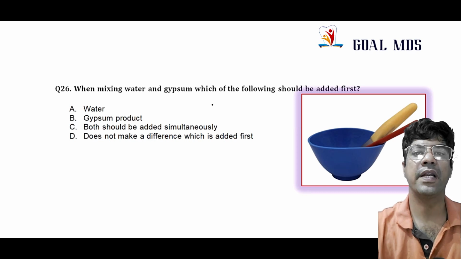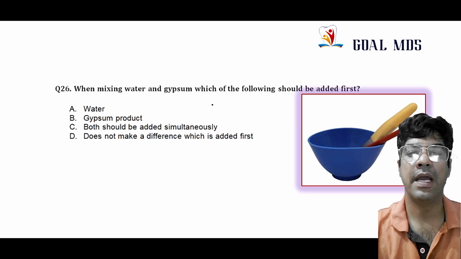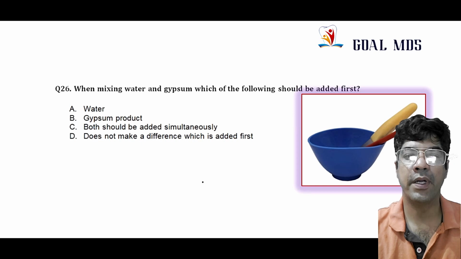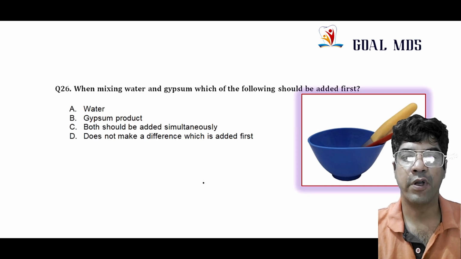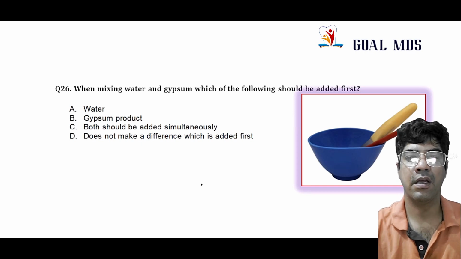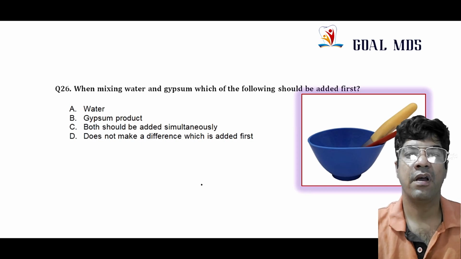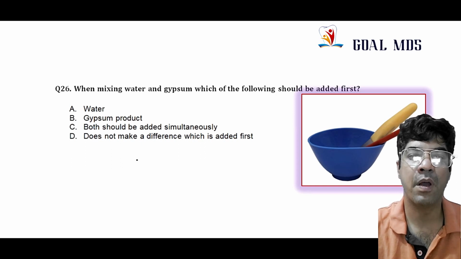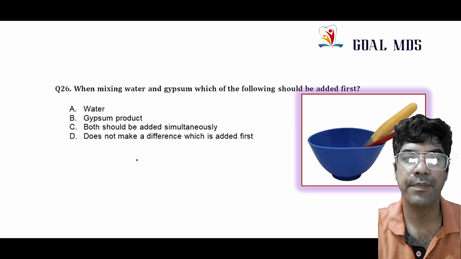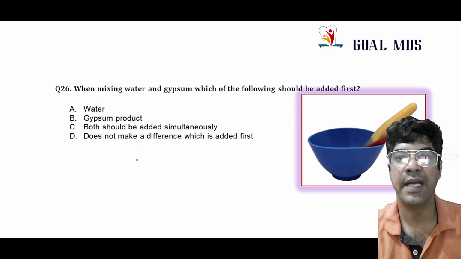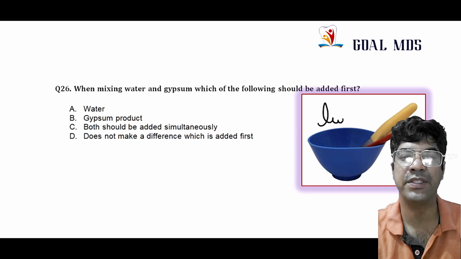When mixing water and gypsum, which of the following should be added first? Well, the water should be added first, as the gypsum product can be poured in small quantity. Adding water first allows for better control over the mixing process. You can add the gypsum product slowly and gradually while monitoring the consistency of the mixture. That helps to prevent lump formation.